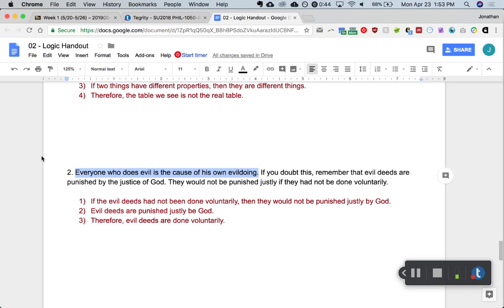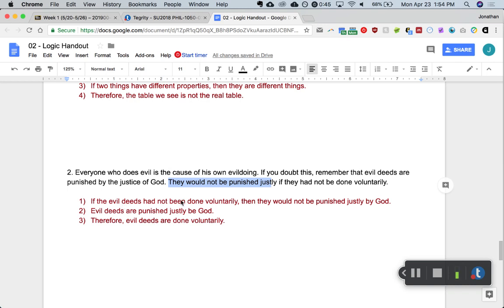His conclusion is that everyone who does evil is the cause of his own evil doing, or, as he states it elsewhere, does it voluntarily or by free will. He gets there through a modus tollens argument. The other reason it's useful to note this is that he has an if-then statement, but it really is a then-if statement because the if comes partway through. He says they would not be punished justly if they had not been done voluntarily. This is the first premise of the argument. What he's saying is, if they had not been done voluntarily, then they would not be punished justly.